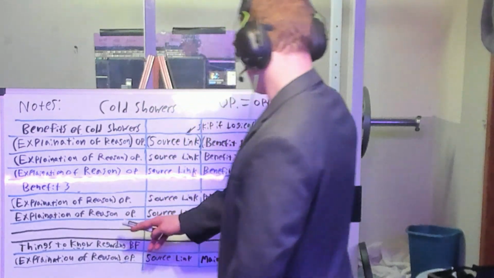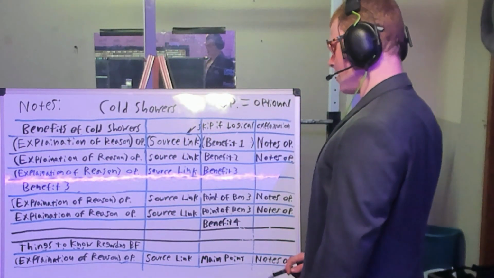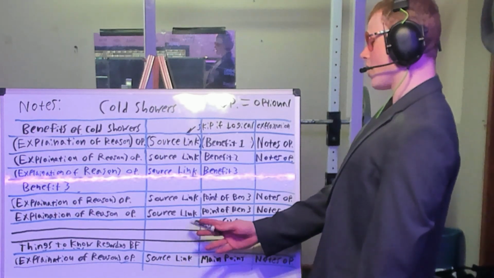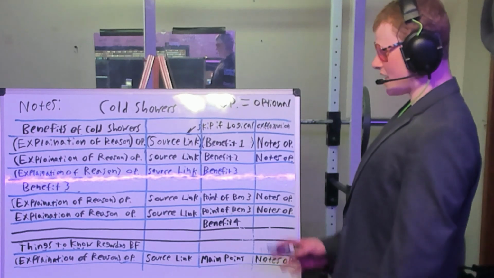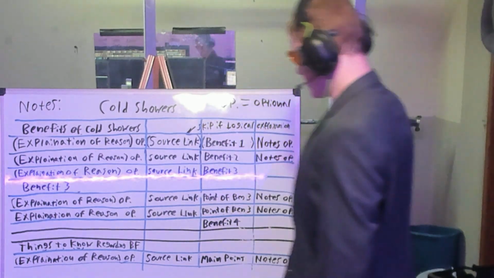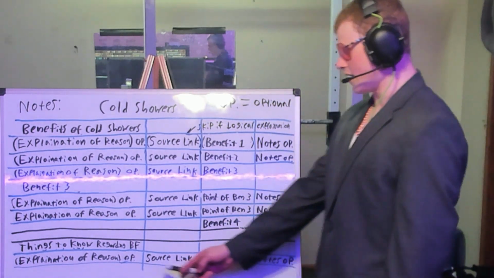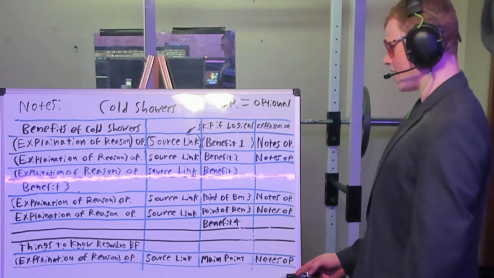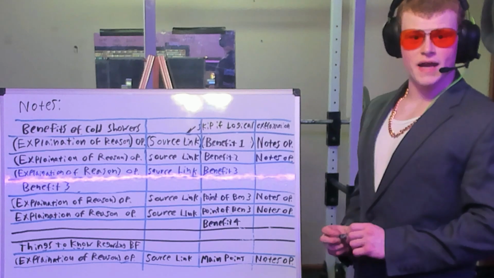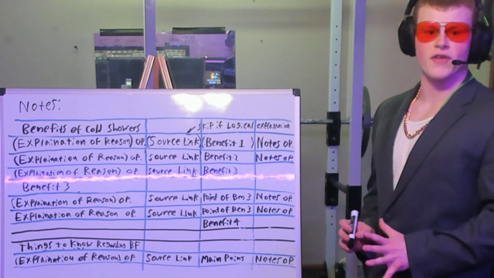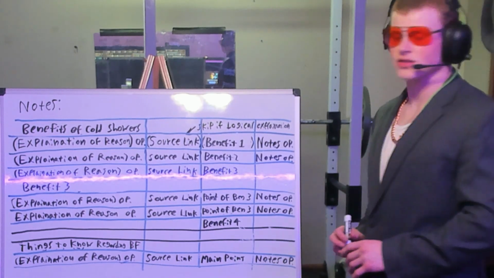And now I skipped into a subcategory. So things to know about regarding brown fat, I said, because cold exposure helps maintain your brown fat in your body. And then you got main points, and then explanation of reason, source link, and extra notes if you need to. One question you might commonly have is, what if I run out of space in a box?